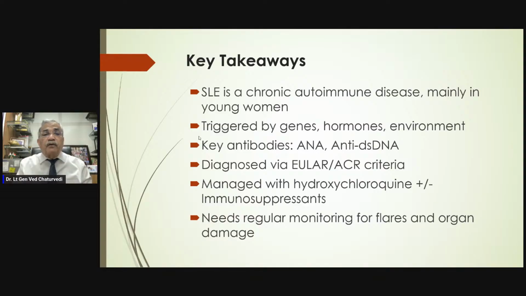Also order ENA. If anti-dsDNA is positive, then you are very sure about lupus. Otherwise, rely on ANA, because anti-dsDNA is positive in only 30% of patients. With ANA positivity and these symptoms you can diagnose. There are some criteria for classification, not for diagnosis. For management, the drug of choice is hydroxychloroquine, and some immunosuppressant depending on the severity you are dealing with, and it needs regular monitoring for flares and organ damage.